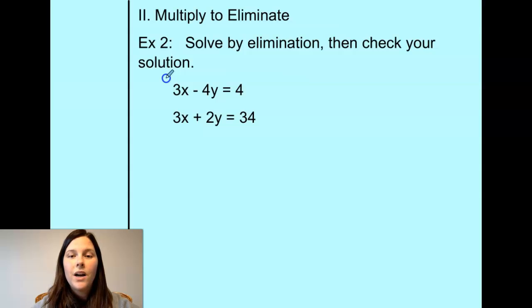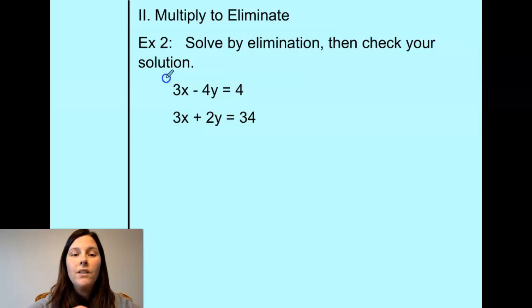So let's take a look at the y's. We have a negative 4y and a positive 2y. So they have opposite signs, which is good, but negative 4 plus 2 won't cancel either. So what we have to do in this case is pick an equation to multiply by something so that we can get those coefficients to be opposites, and then they'll cancel. I'm going to go ahead and pick my x's because they're already both being multiplied by 3.